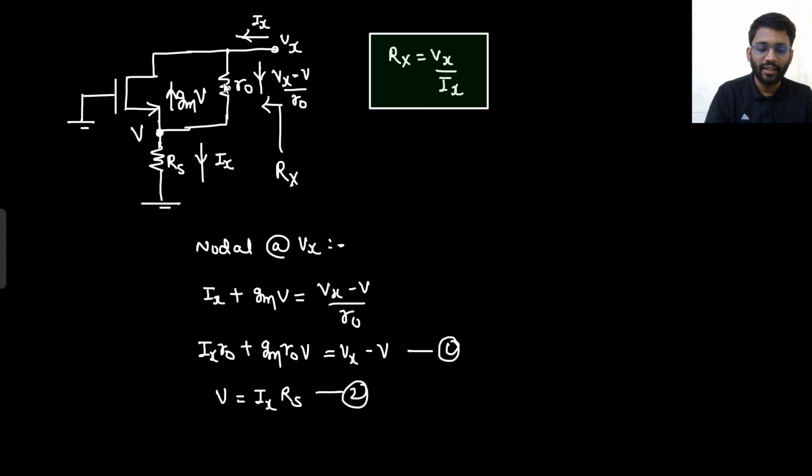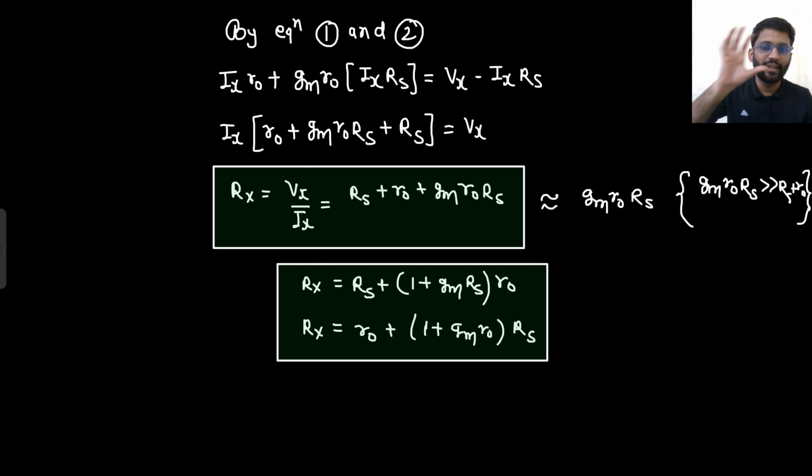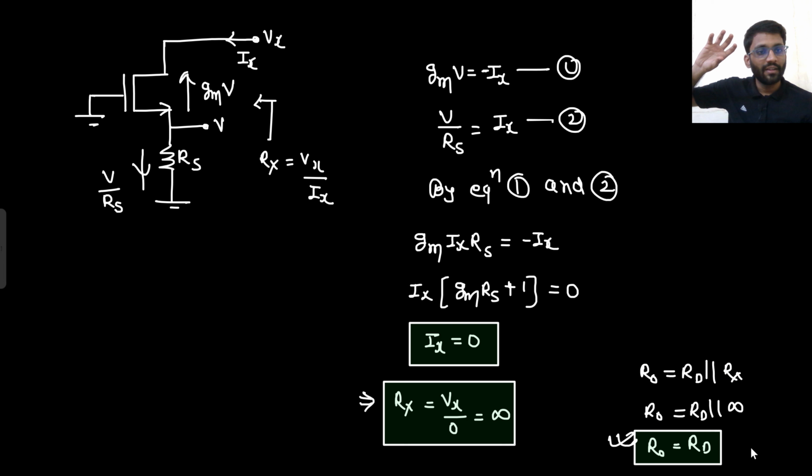Are you understanding this point? If I am changing Vx, the current in the MOSFET is not changing. The current in the MOSFET is the same, it is gmV, and that is not changing. But if I am changing Vx, then the current in R0 is changing, and the Ix current depends on the MOSFET current plus the current in R0. So in the previous case you got some output resistance. But here you got the output resistance to be infinity, because if you were changing Vx, the current in the MOSFET was not changing, since it was not depending on Vx. The current in the MOSFET was constant, so the change in Ix was zero. That's why you got the output resistance to be infinity.